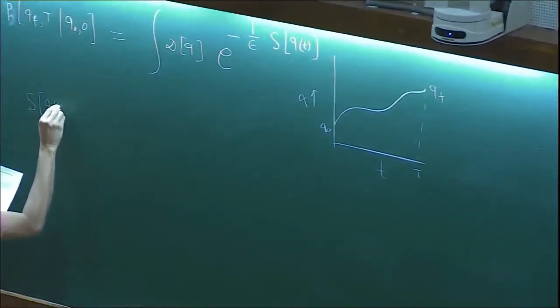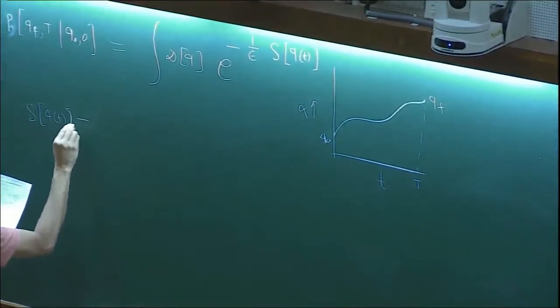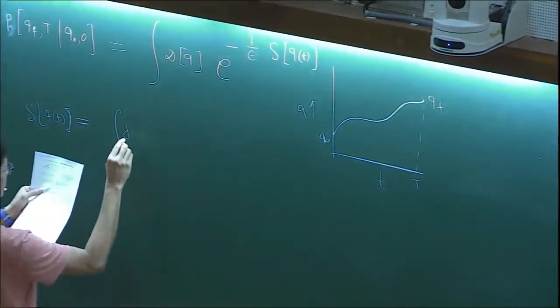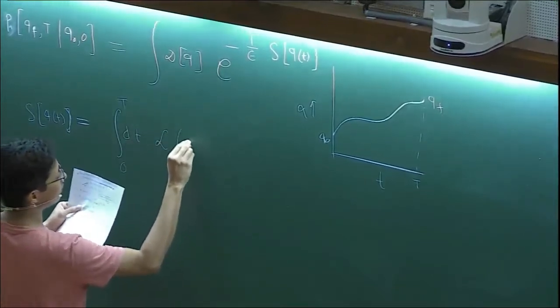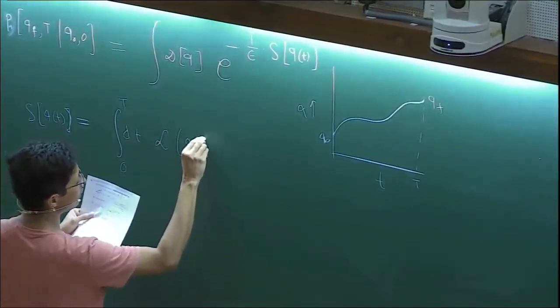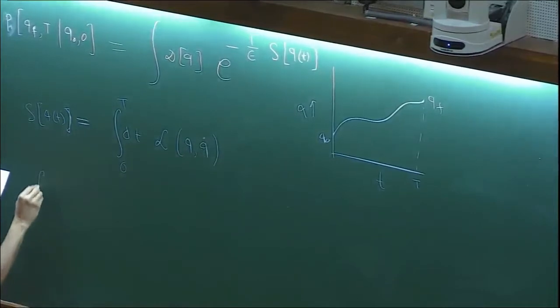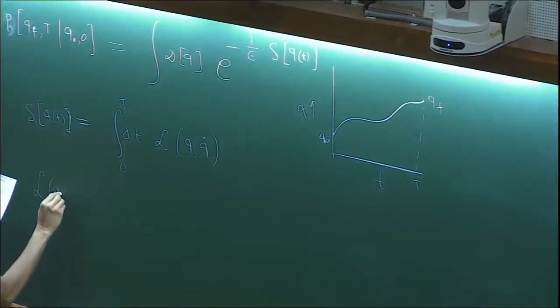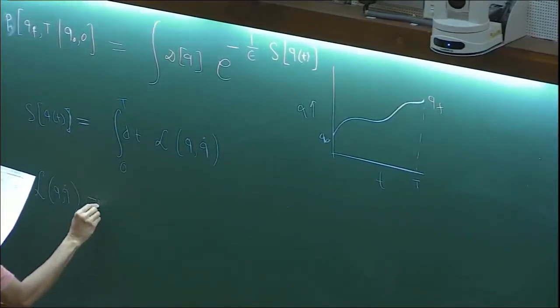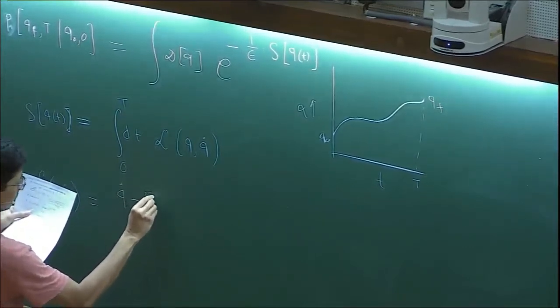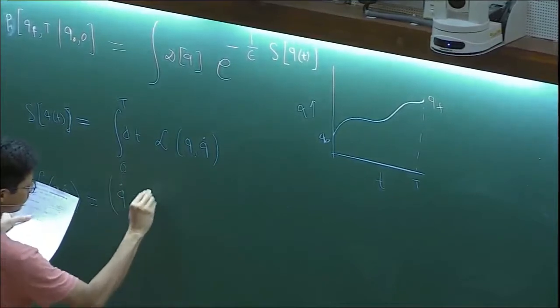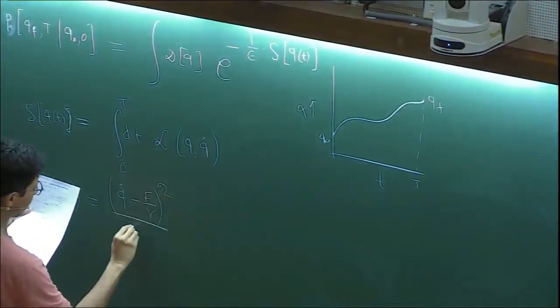So Q of t, it's just like in classical mechanics. The integral over t of L, a function of Q and Q dot. And we had L of Q, Q dot equal to, it's a Gaussian, so Q dot minus F divided by gamma, whole square, by twice sigma.